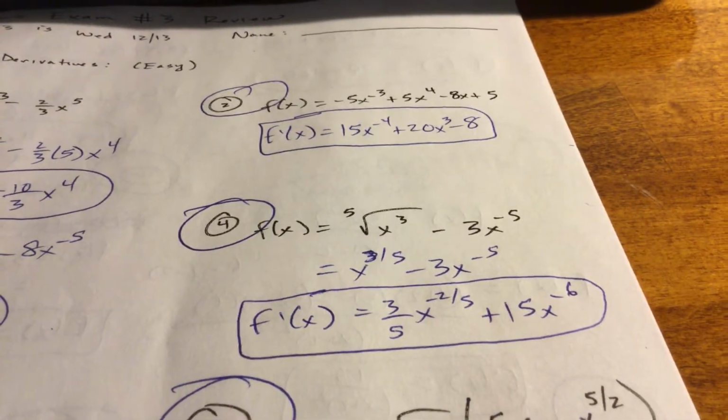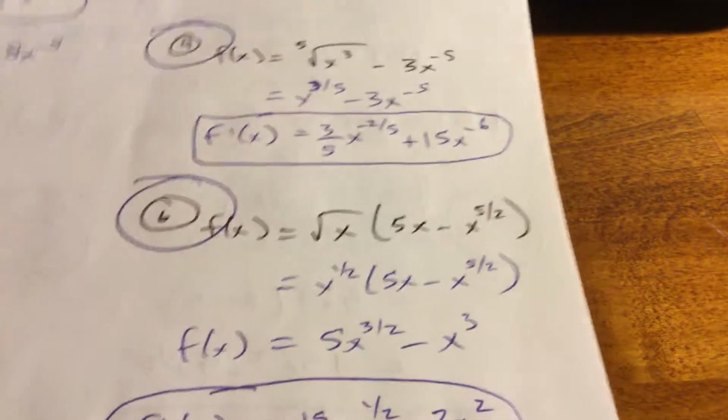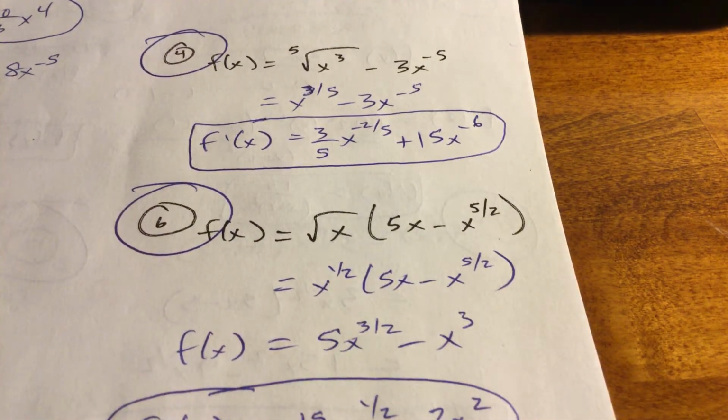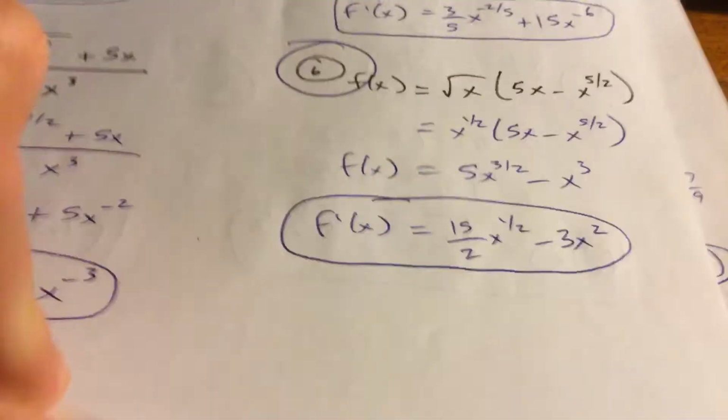Okay, again, rewrite this, power rule. Bring down the power, bring the power down by 1. I would distribute x to the 1/2, so that's what we get. Then an easy power rule again. All right.